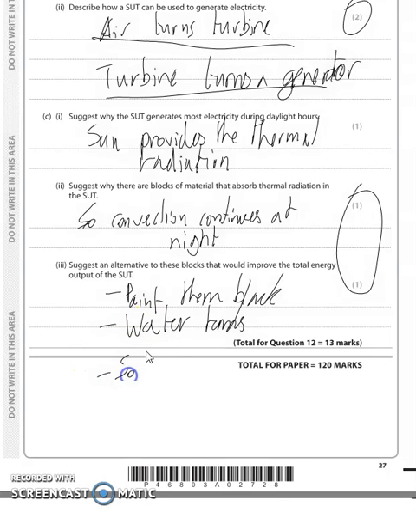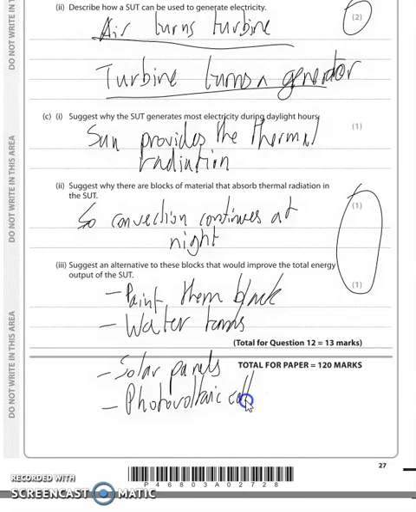And you could have also had something like use solar panels, photovoltaic cells, something like that. But I think most people would have gone for this one because they would keep absorbing radiation. Okay, and that's question number 12.